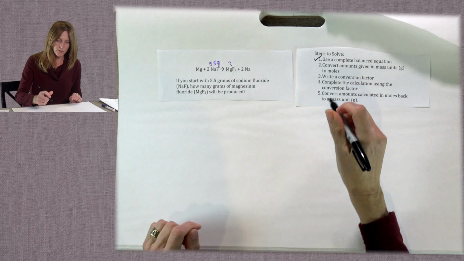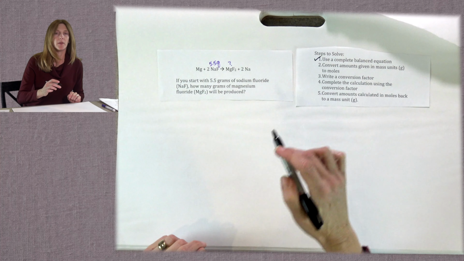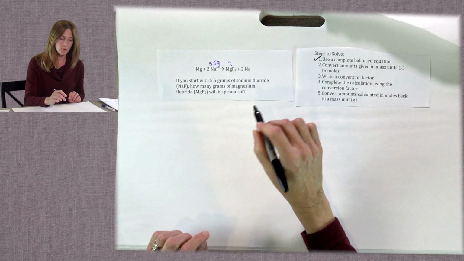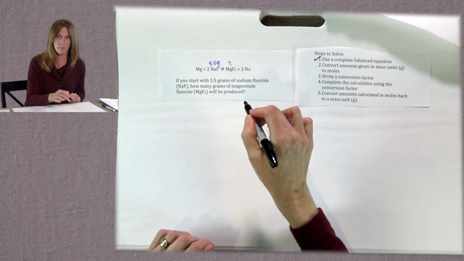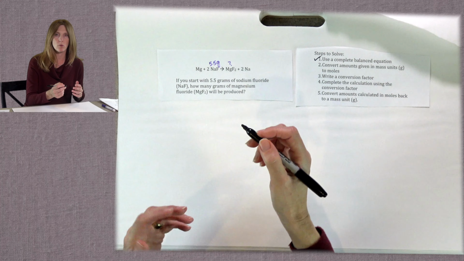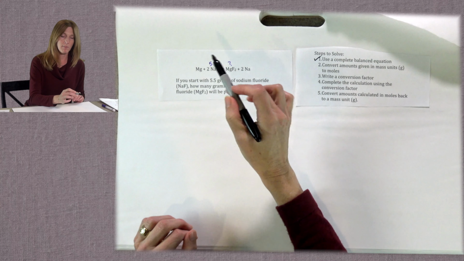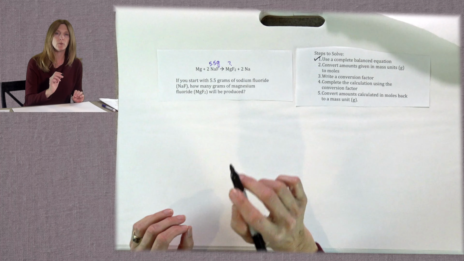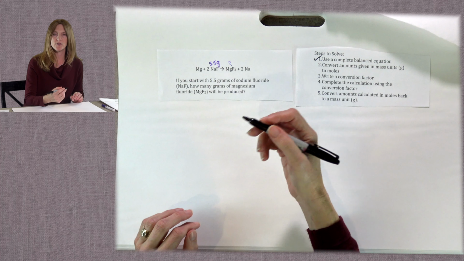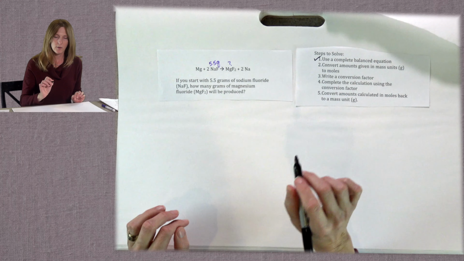The next thing we need to do is convert any amounts that are given in mass units to moles. Again, remember, the coefficients in a chemical equation tell you the relationship in moles between the different compounds. They do not tell you the relationship in terms of grams or pounds or a mass unit. So it is very important that when you're given the amount in a mass unit, like we are in this problem, that you remember to convert it to moles. This is a typical problem that lots of students have. It's easy to forget to do this step, so please remember to always convert your grams to moles.